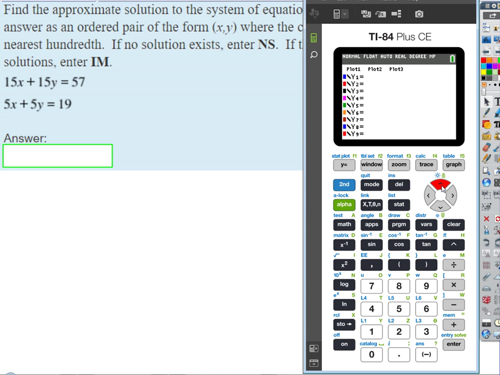It'll just be infinitely many. Yeah, it's going to be in there. No, I just got here and I got that. So what we're going to do is open a set of parentheses, 57 minus 15x, close quantity, divide by 15. Oops, made a mistake.